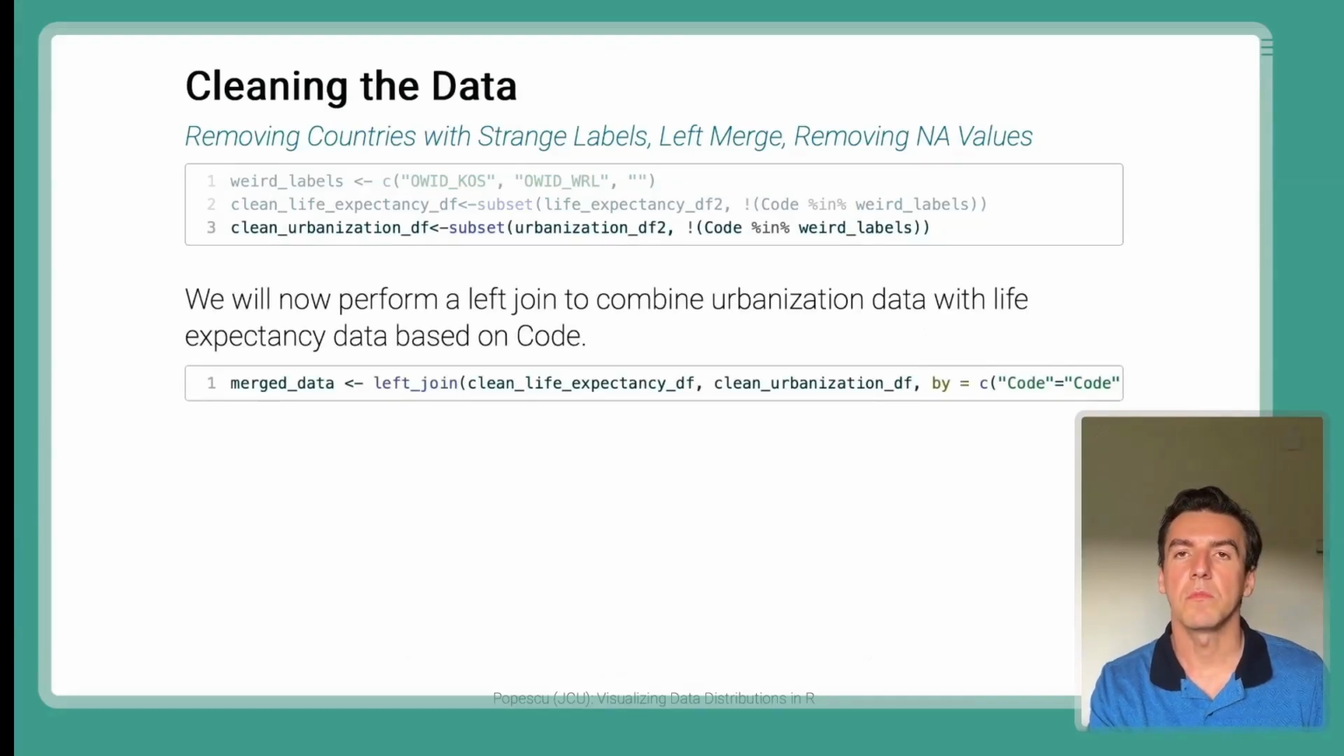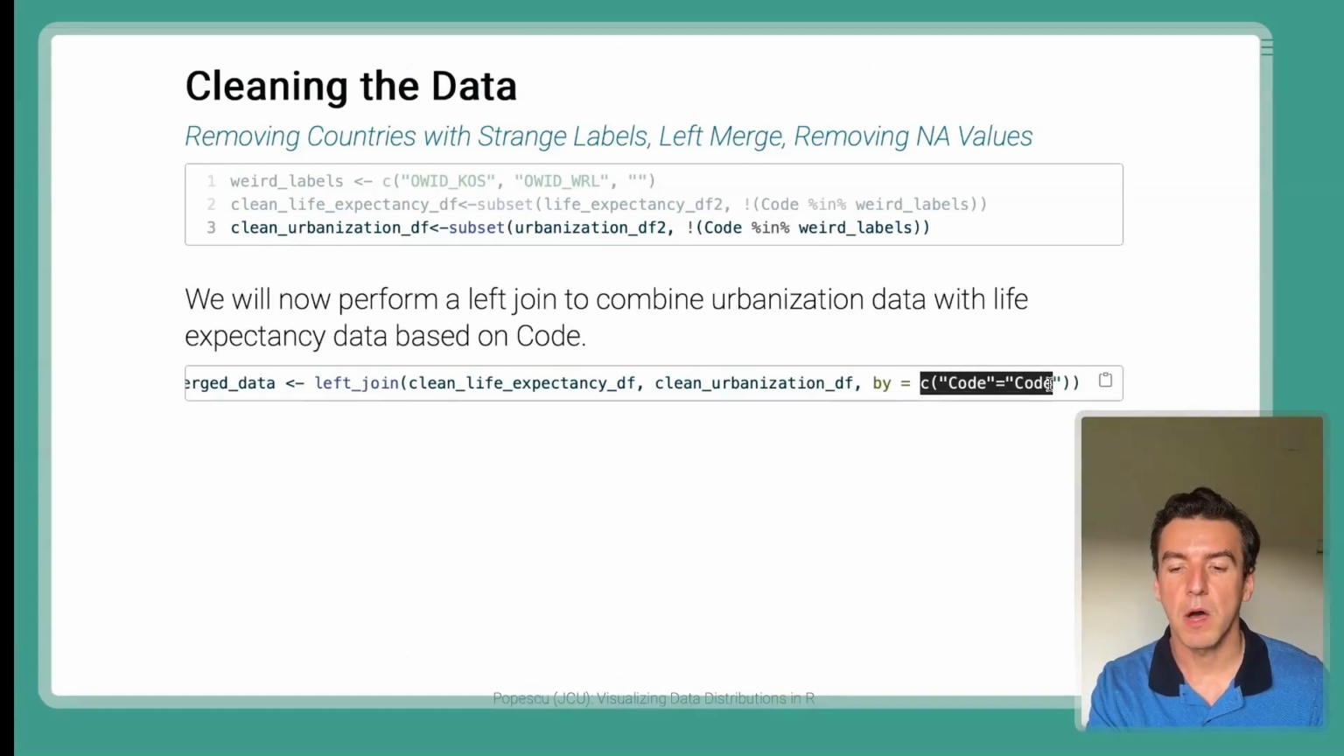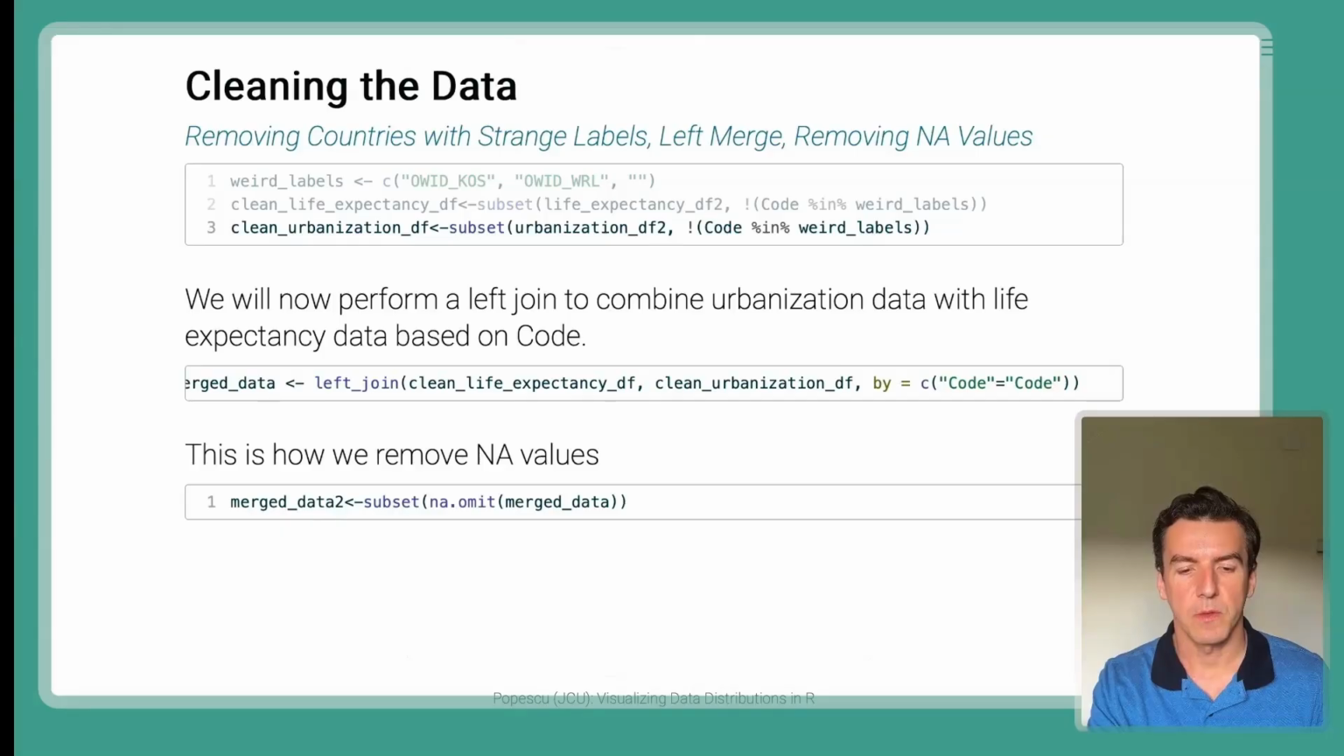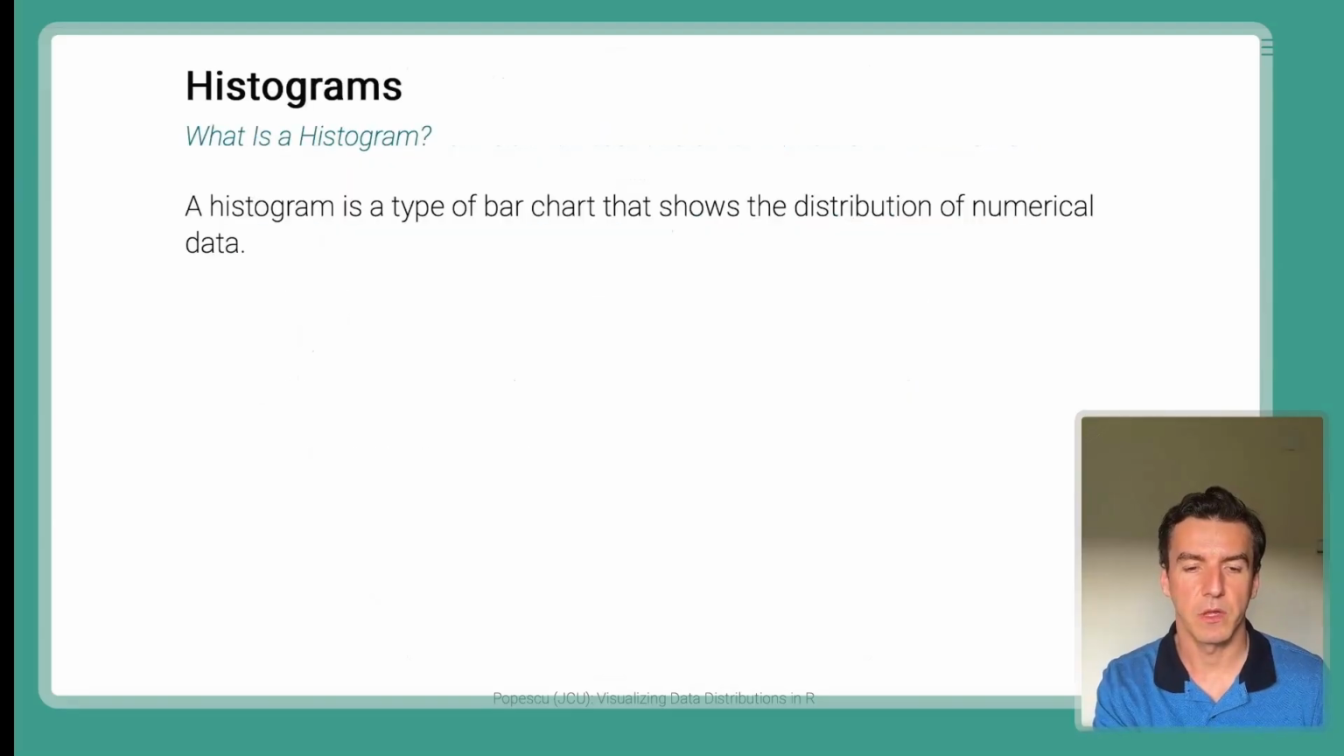Finally, we perform a left merge. So this means that we're placing urbanization data onto life expectancy. We're merging the two data sets by code. Okay, we're also removing NA values. If you remember from last video, we might have some NA values in our urbanization variable. So we want to get rid of those so that we're left with complete data.